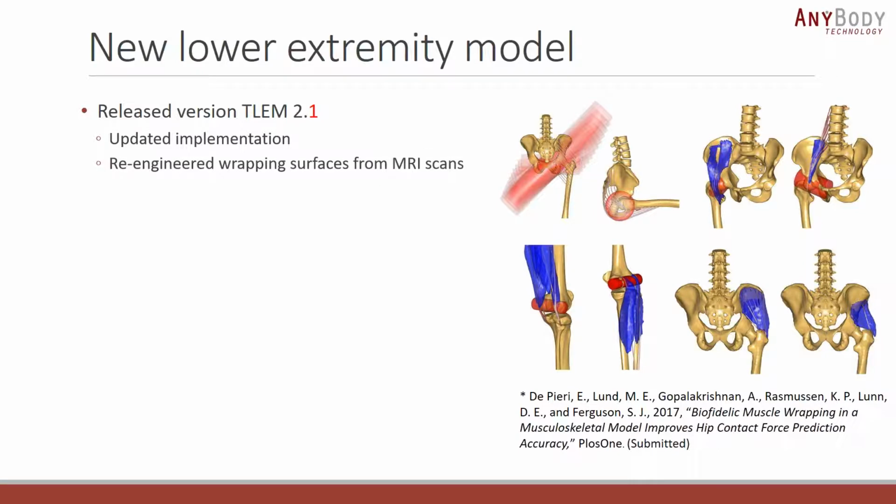All the wrapping surfaces in this model have been re-engineered. So we have recreated the wrapping surfaces from the original MRI scans of the cadaver, and we believe that creates much better wrapping surfaces in the model. We've also redefined all the joint axes. Now they are fitted directly from the bone geometry. And there are many other smaller bug fixes and improvements to the model.